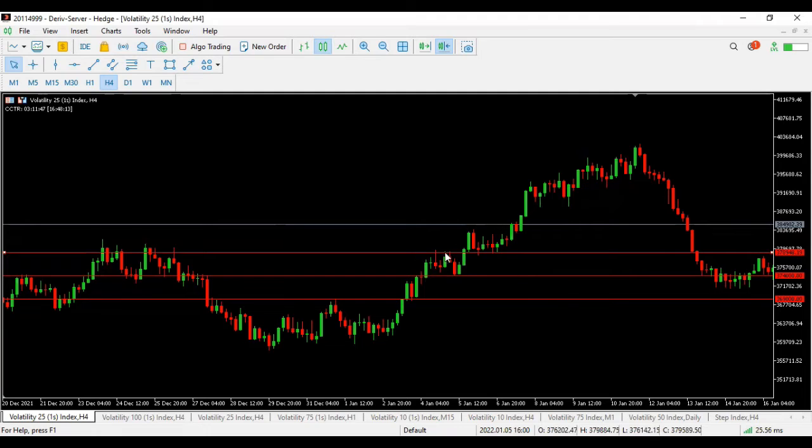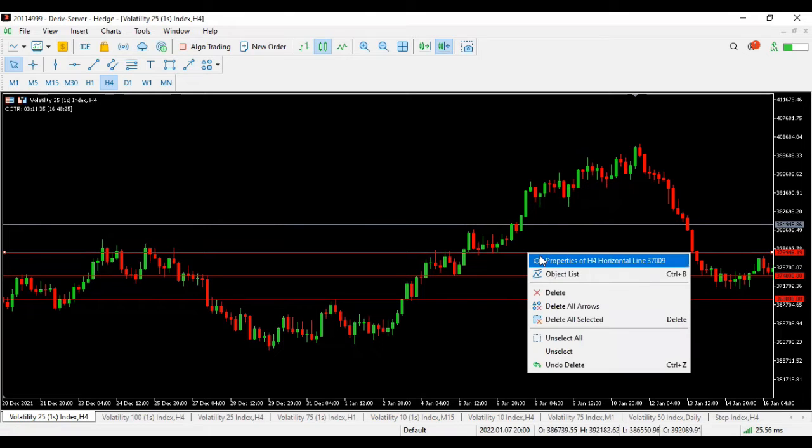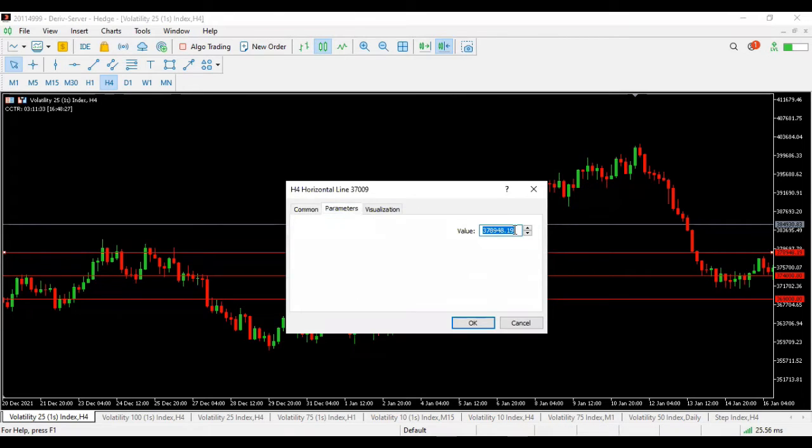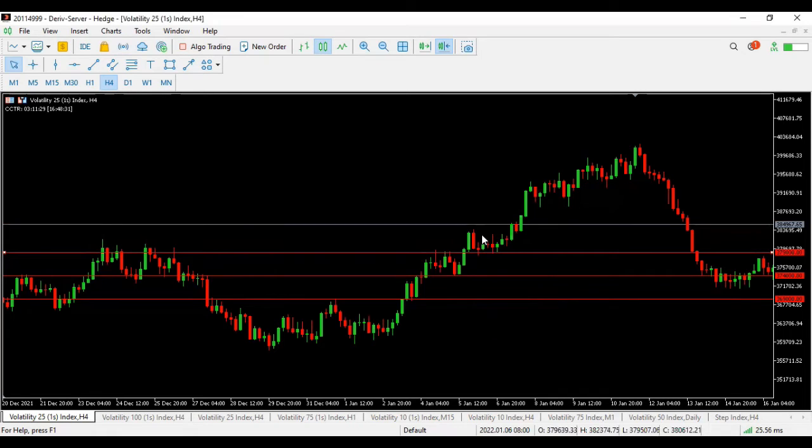This resistance over here was broken, and as we said, when a resistance is broken, it usually turns into a support area. So let's look for a round number around here: 378,948. I can already see that this is price level 379,000. Let's fix that. Exactly, great. Price level 379,000 was broken over here, and price did manage to come back and retest it. You see how powerful these round numbers are.